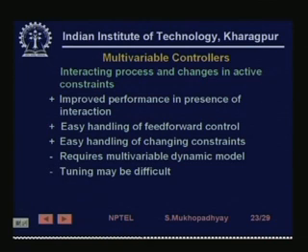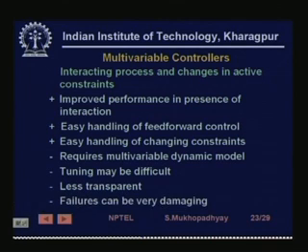Tuning is obviously much more difficult than for a set of single loop controllers, difficult to understand, and less transparent. And this is the important thing, that failures can be very damaging. You have put all the loops into one box, so if that box fails, then the complete control of your process is lost. This needs to be understood, and this could be a major reliability threat with a multivariable controller. So, sometimes you need redundancies.